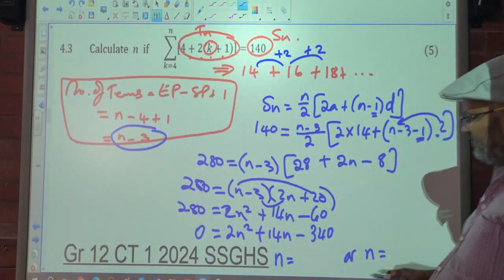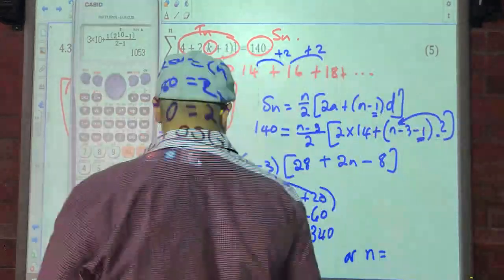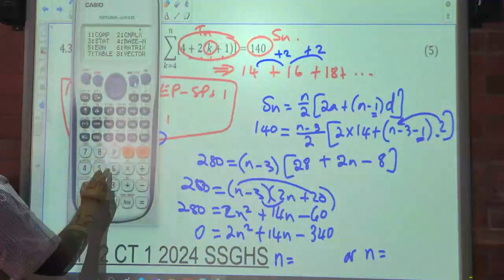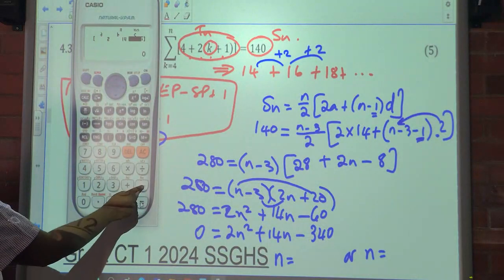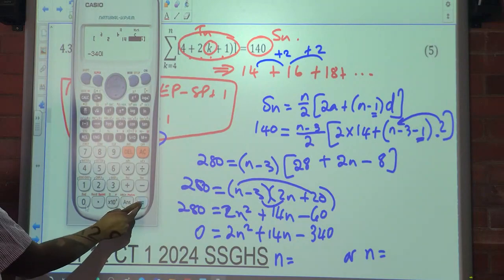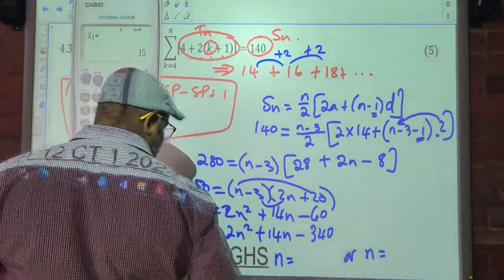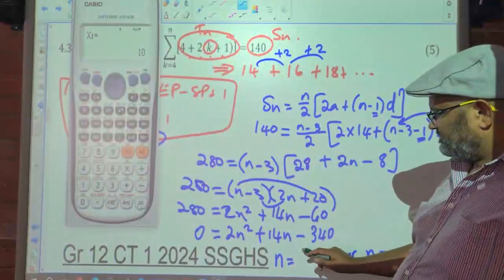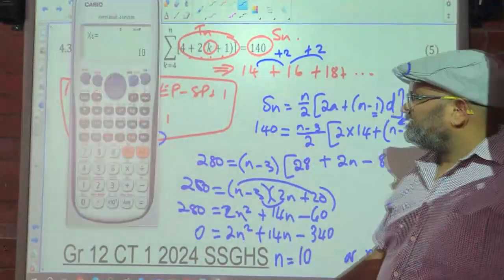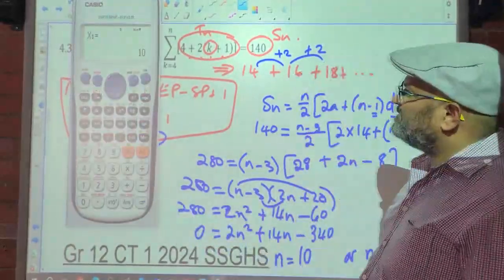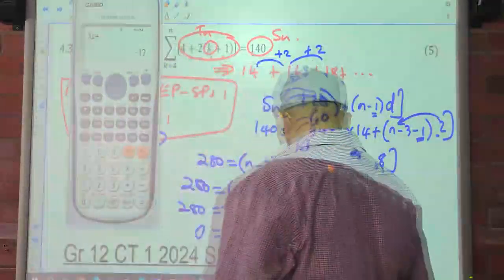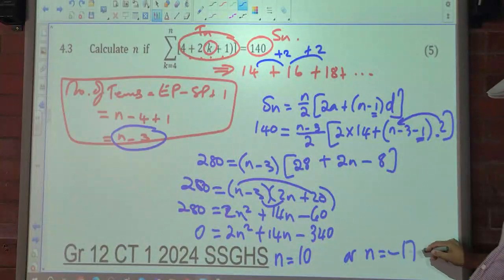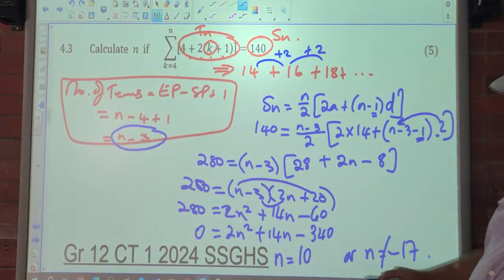So, of course, one of two ways. I can either use the quadratic formula or this calculator. I'm sure nobody's going to find the roots by hand. No? So it's going to be 2, 14, negative 340. Gives me n is equal to 10. Did I make a mistake here? Negative 17. So how many terms are there? So therefore it's 10 terms.